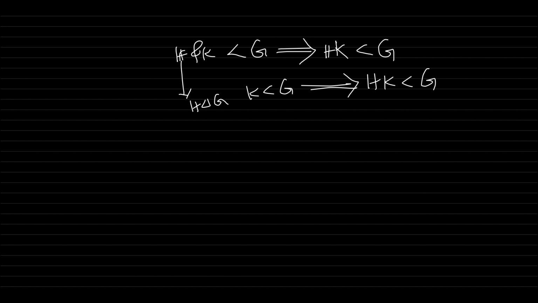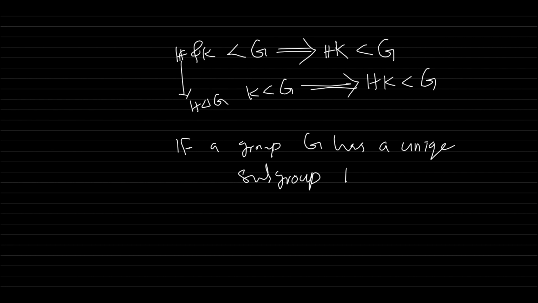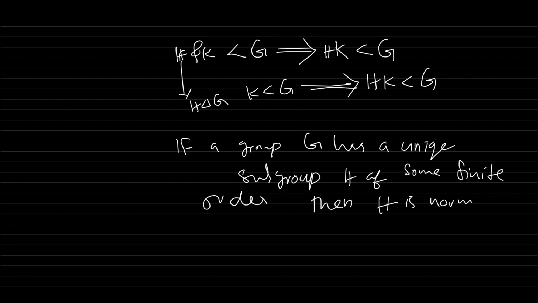Okay, now we are going to prove another result, and the statement is that if a group G has a unique subgroup H of some finite order, then H is normal in G. The result states that if G has a unique subgroup H of some finite order, then H is normal in G.